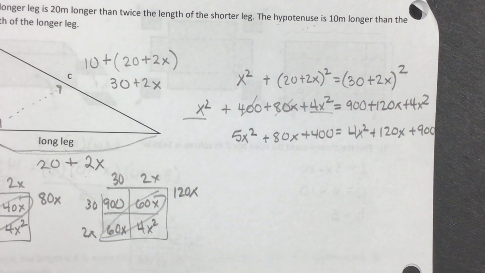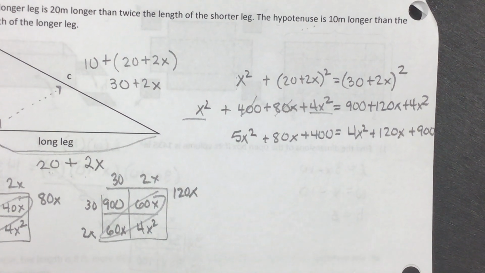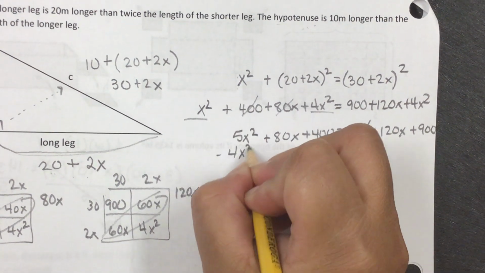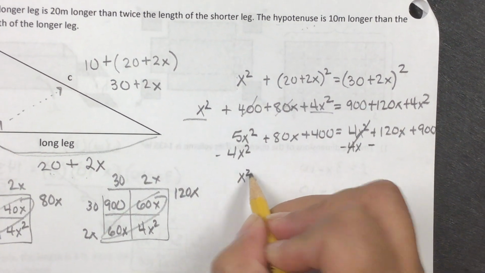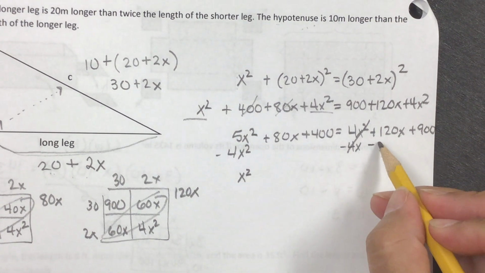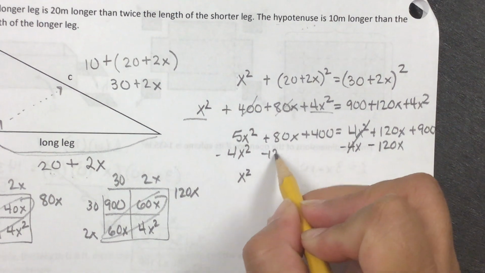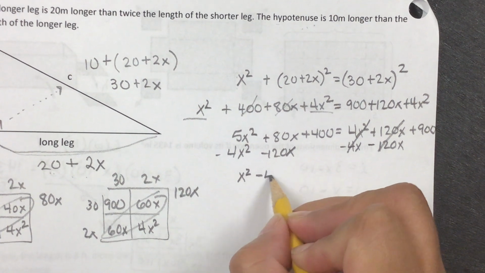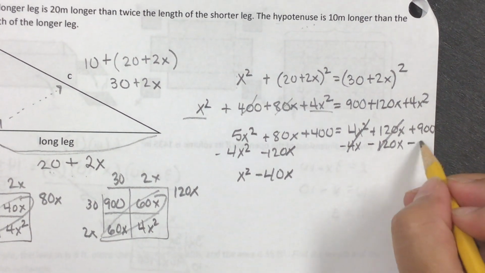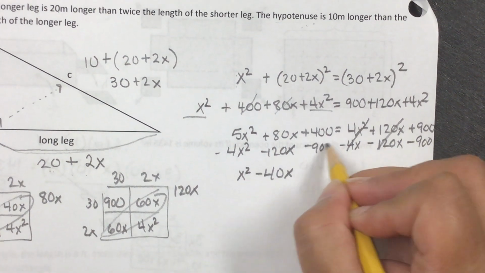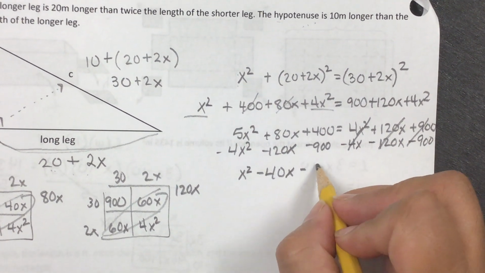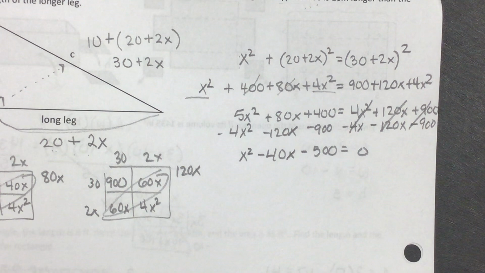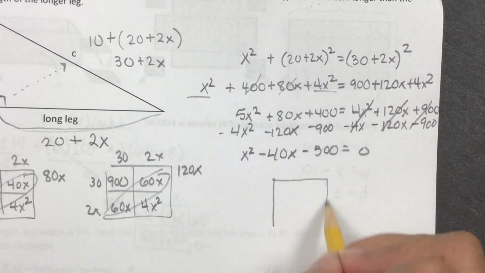We want it equal to 0 if we're going to use either the quadratic formula or factoring. So I'm going to subtract 4x squared, giving you 1x, or just x squared. Subtracting 120x from both sides, which would give you a negative 40x, and then subtracting 900, which would give you negative 500, is equal to 0. The quadratic formula works just fine for this one.